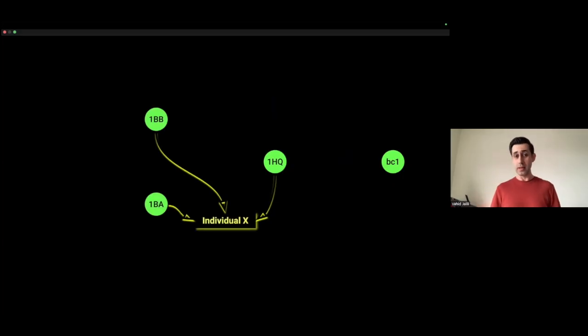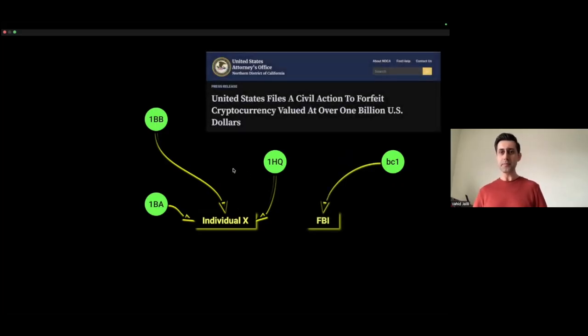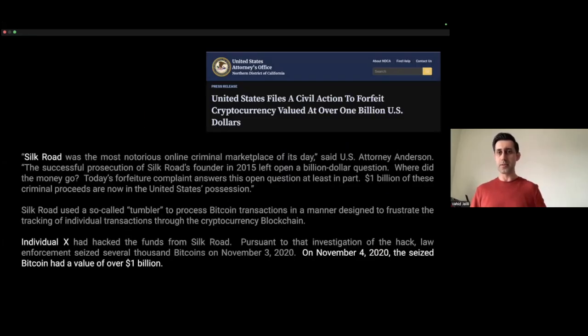So it turns out that these three addresses belong to individual X, and this address at the end belongs to the FBI. And here's the press release related to this case. It turns out all these transactions that we saw were related to the Silk Road website, a notorious website that was involved in a lot of criminal activities. And a lot of Bitcoins from Silk Road were also hacked by this individual X. So they basically stole from Silk Road.